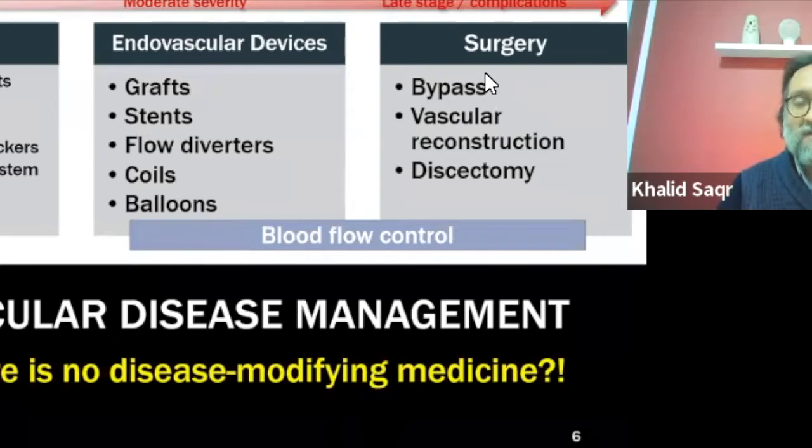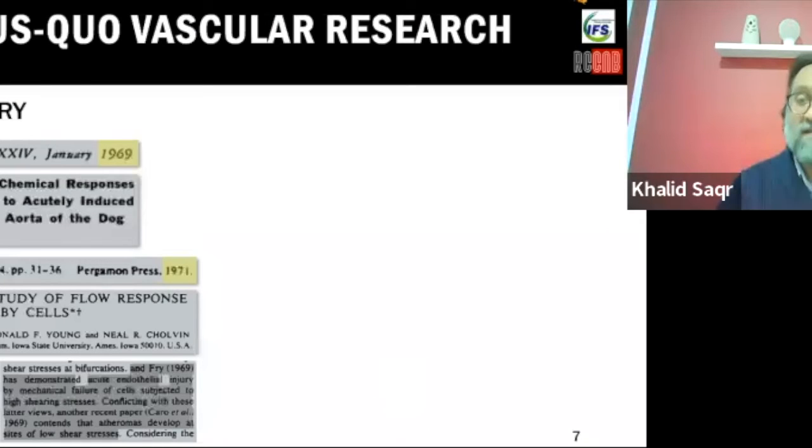And actually, this is quite interesting because unlike many other diseases, we still do not have a disease-modifying medicine to reverse endothelial dysfunction. And actually, the question is why? Why do we not have a disease-modifying drug that the patient can take and stop the progression of endothelial dysfunction and hence the remaining cascade of vascular pathology?